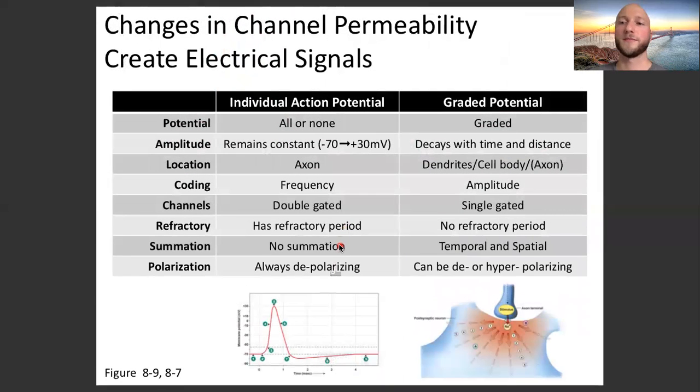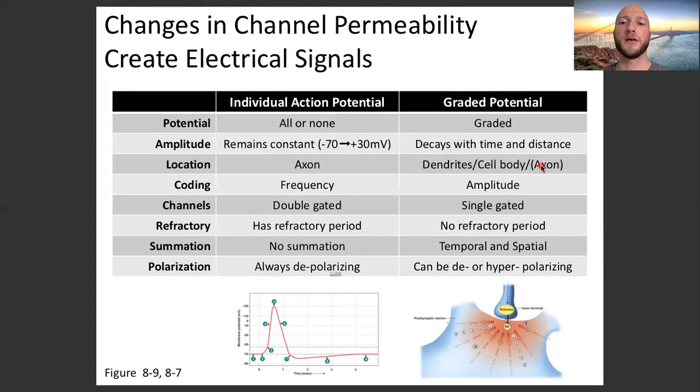All right, so summary chart. Summary charts are always important. Make sure you pay attention to summary charts. So the action potential is either all or nothing. You either get it or you don't. Graded potentials can have varying intensities, or graded. Amplitude is always negative 70 to 30 for the action potential. Graded potential, it decays with time and space. So the further away from where that channel opens, the less of an effect you'll have. It's not constant the whole way. Location: axons for action potential; graded potential, dendrites, cell body, and axons.